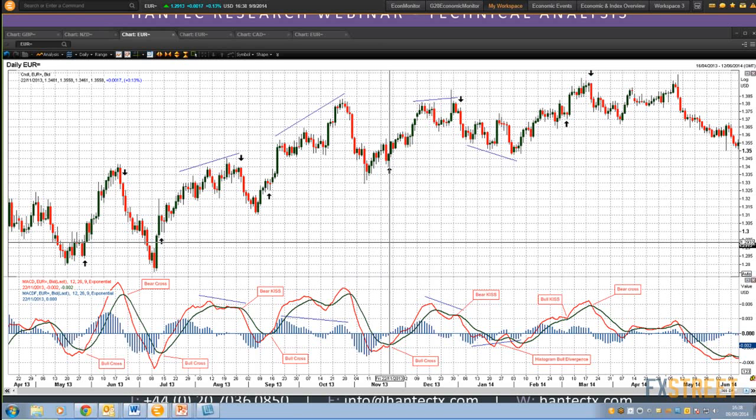Now here we go. I have had a question about a bull cross and a kiss. Now a kiss, I believe, is a powerful signal, actually, because basically a kiss is where you get the two lines coming together, but you ultimately don't get your crossover, you get the lines accelerating away from each other again in the same direction. So that, I believe, is a similar sort of pattern.